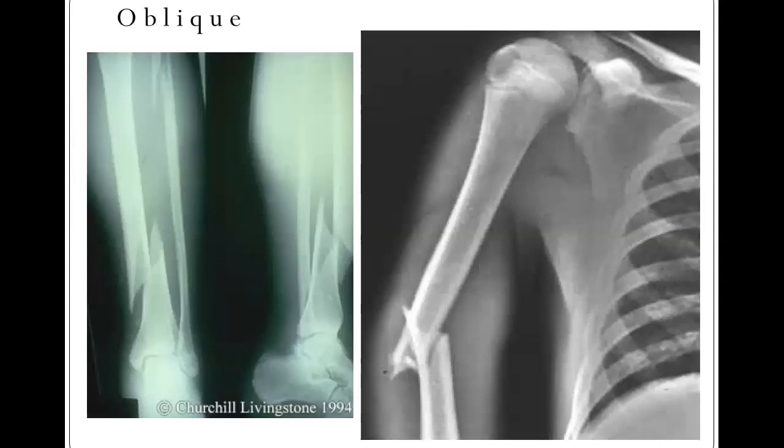Here's an example, or two examples, of oblique fracture. It's a simple fracture that's only on one area of the bone, but it's at an angle. So that's the oblique fracture. Transverse is when it goes straight across. So here you can see it's just kind of straight across.